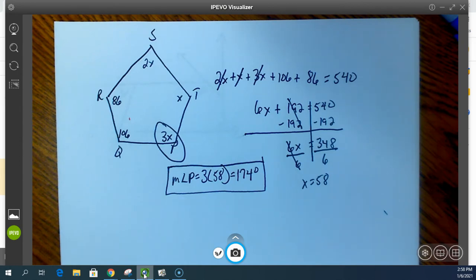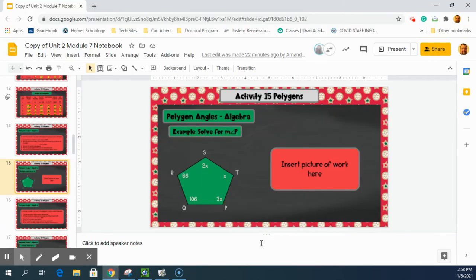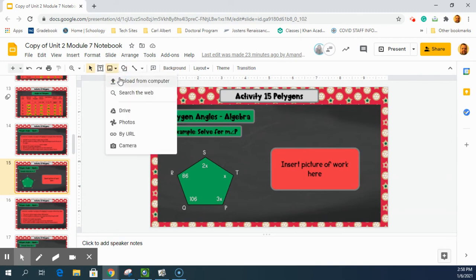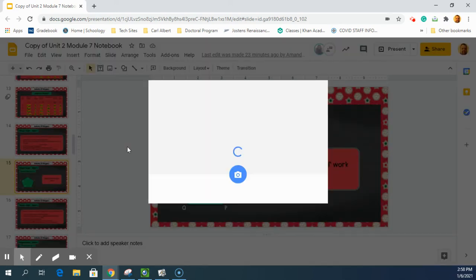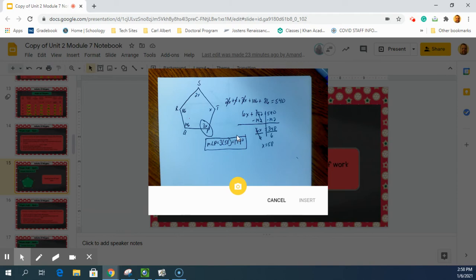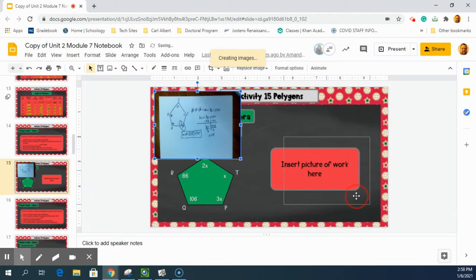So to make sure that we keep all this information, I'm going to go back to the notes. Up here, there's the insert image box. I'm going to select camera. Be sure and line it up. Take a picture. Insert it.